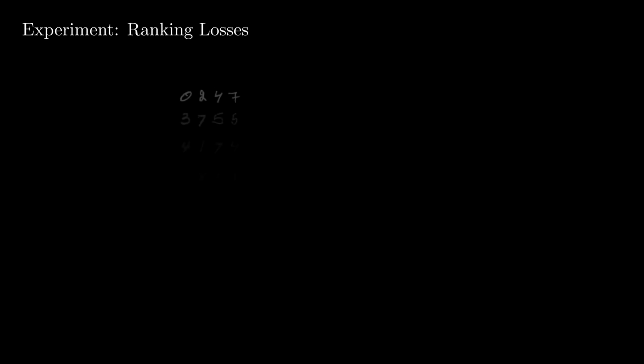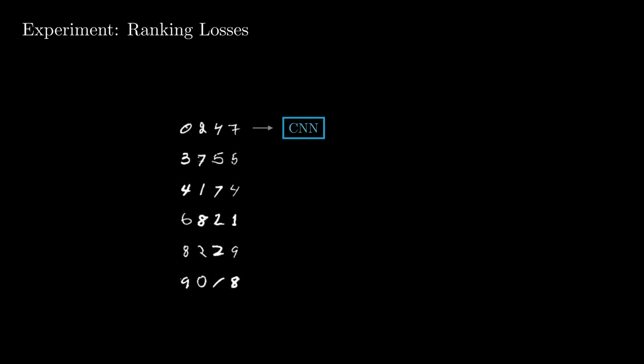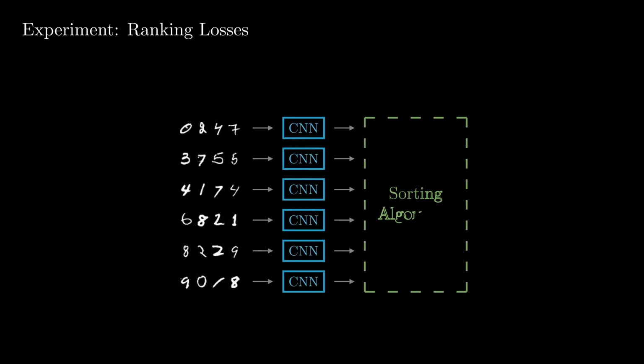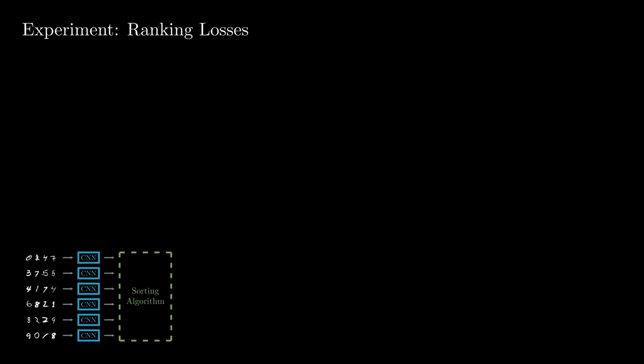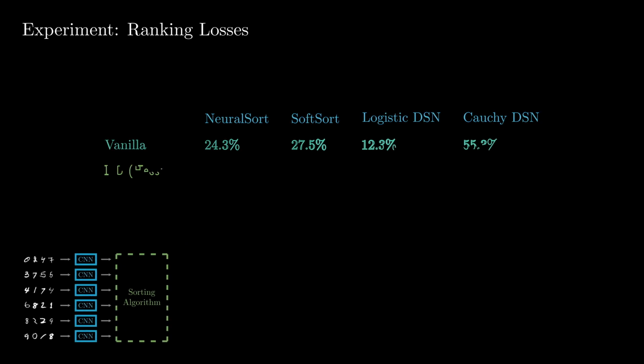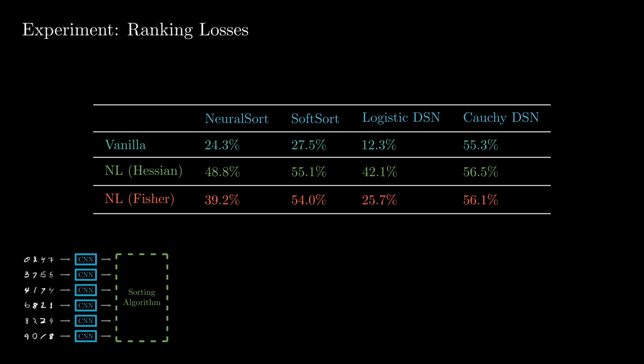Proceeding to our experiments, let's start with our ranking losses experiment. We used a 4-digit MNIST sorting benchmark with a range of differentiable sorting and ranking algorithms in our loss function. In the results, we can see that Newton losses consistently improve over the baselines for neural sort, soft sort, as well as logistic and Cauchy differentiable sorting networks. We see that the Hessian Newton loss performs better than the Fisher one, but the Fisher is still an improvement.